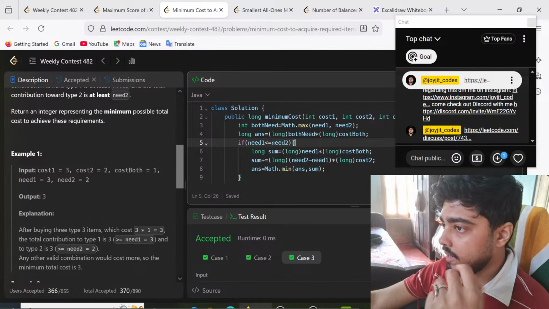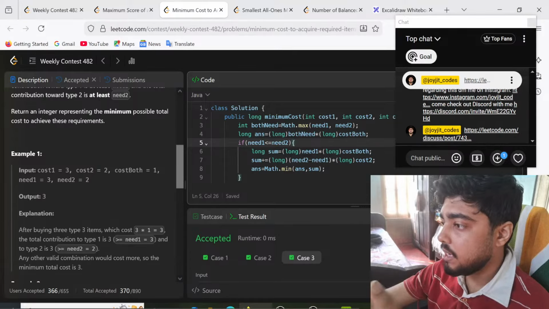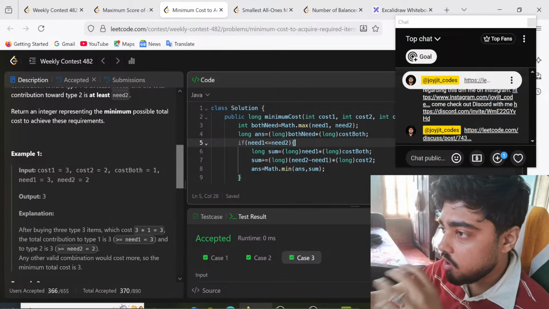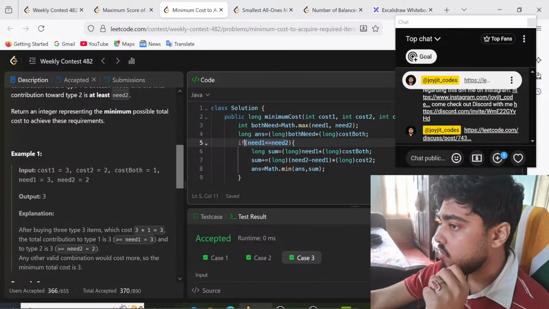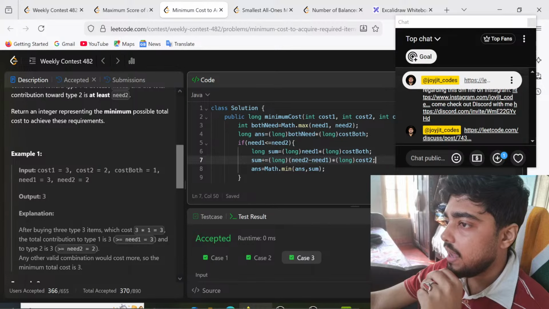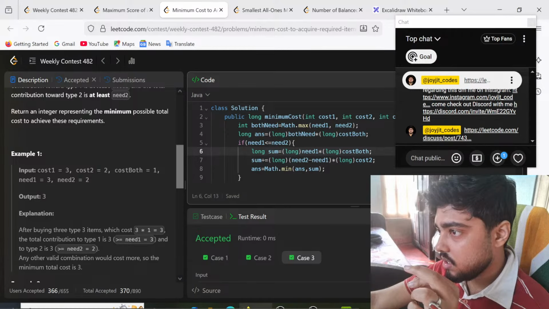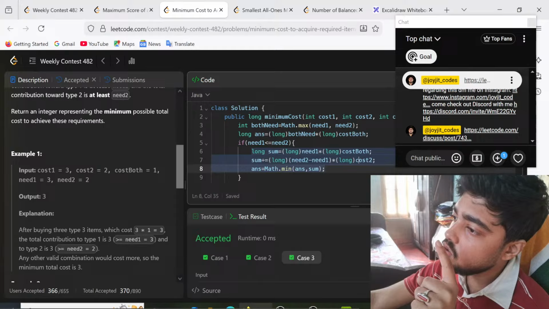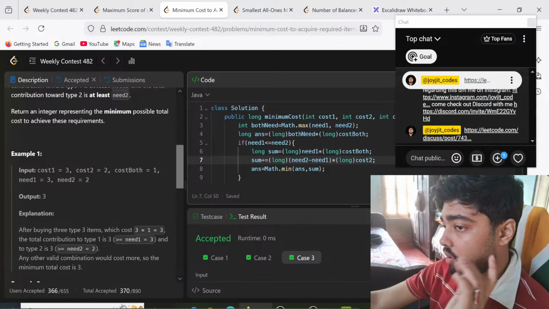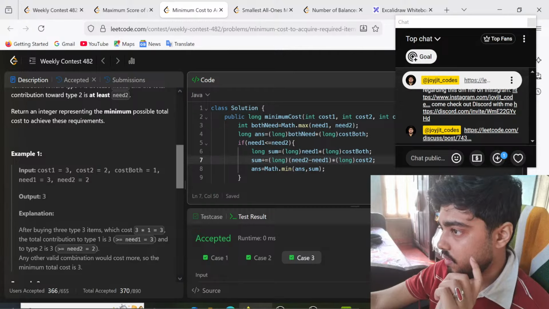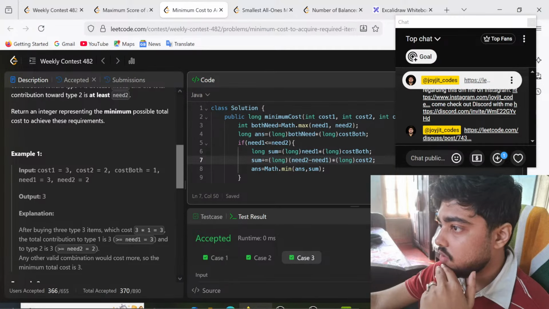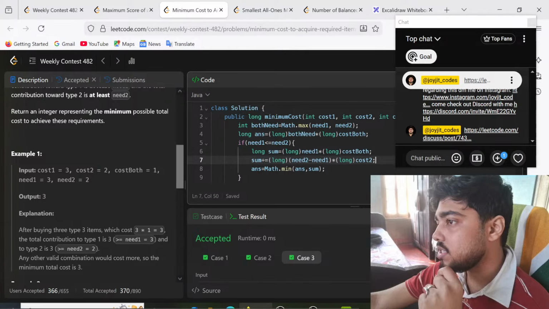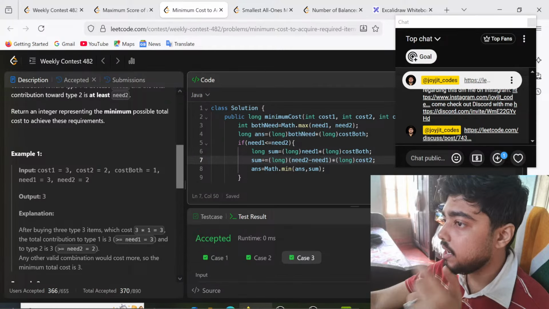If you want to make it more simple and more arithmetically mathematical, then instead of keeping it like need 1 less than equal to need 2, you can simply directly also say that you do this only if the cost 2 is less than cost both. You only do this when this is the case. Otherwise you don't do this. Because if cost 2 is greater than cost both, then the cost of the whole thing is obviously going to exceed the earlier answer. So we don't need this.